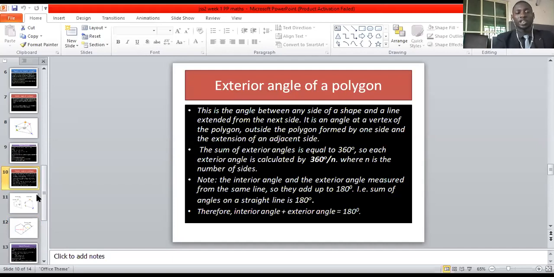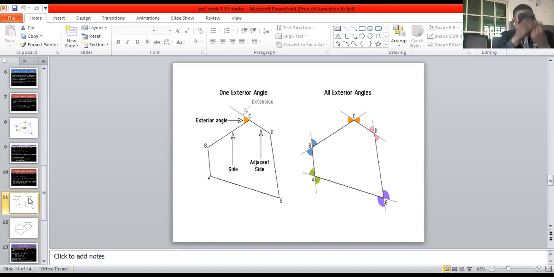Look at the shape once again. Study it for a second or two. Look at one exterior angle and all the exterior angles there. The angles outside are called the exterior angles, while the interior angles are the angles inside of a polygon. I believe you can differentiate between the interior angle and the exterior angle now. Yeah, thank you. Let's continue.